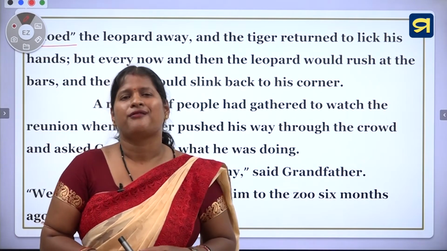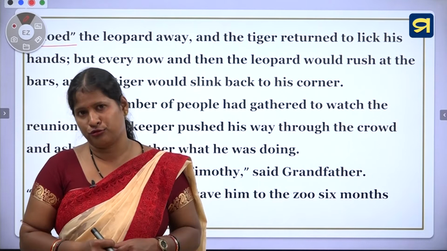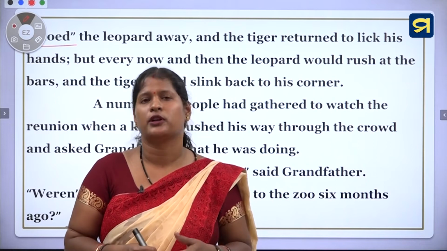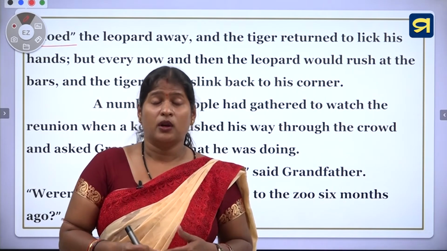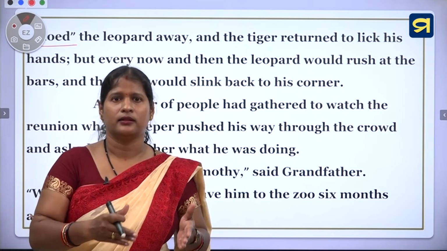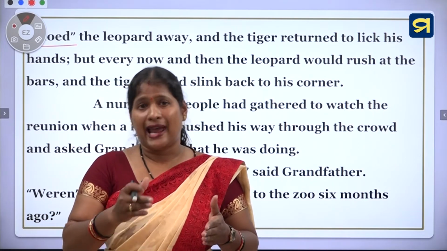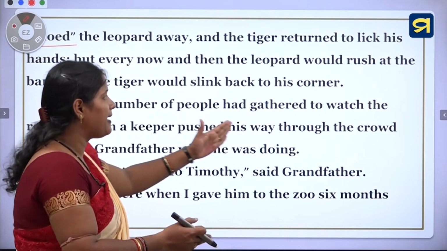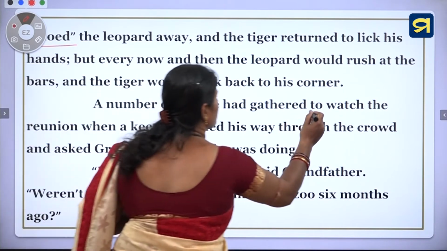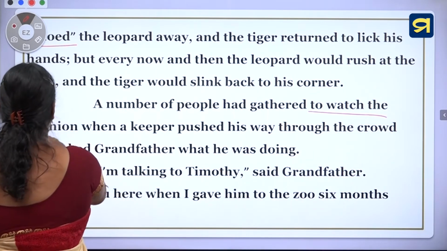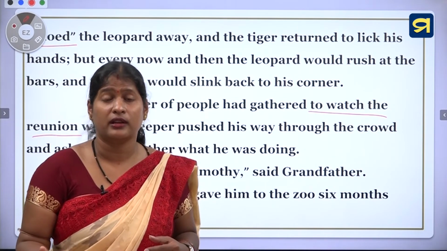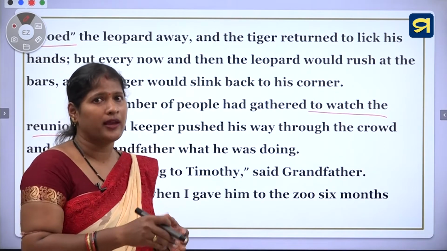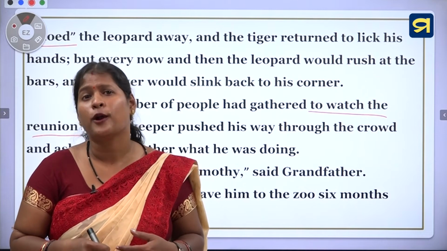Meanwhile, what happened? Grandfather was not the only person in the zoo. There were some more spectators also. Some more viewers came for a visit to the zoo. Now, they saw that a human being and a tiger were united. A number of people gathered to watch the reunion. What is the reunion here? The reunion is of a human being and of a tiger, which was quite abnormal.